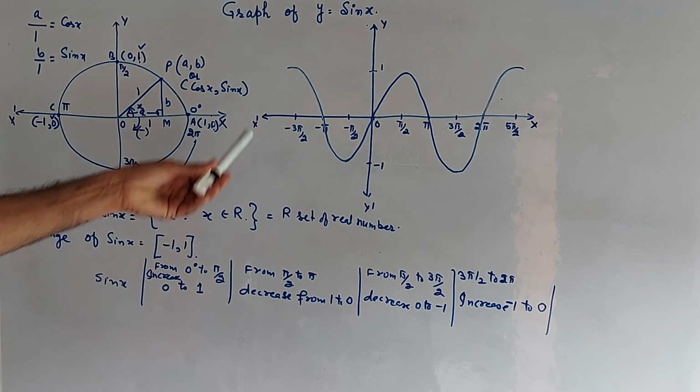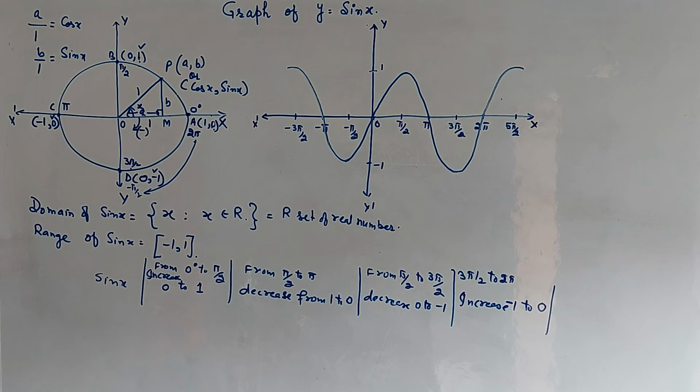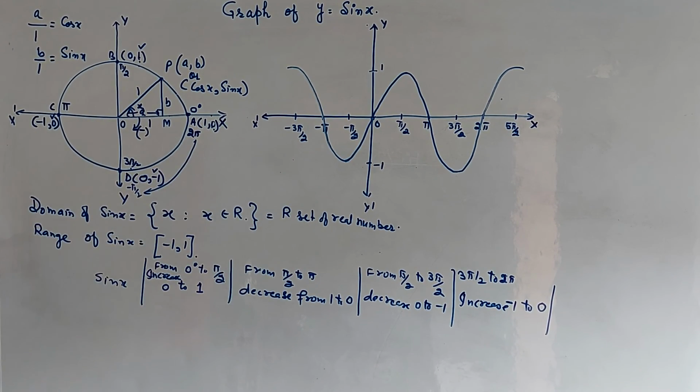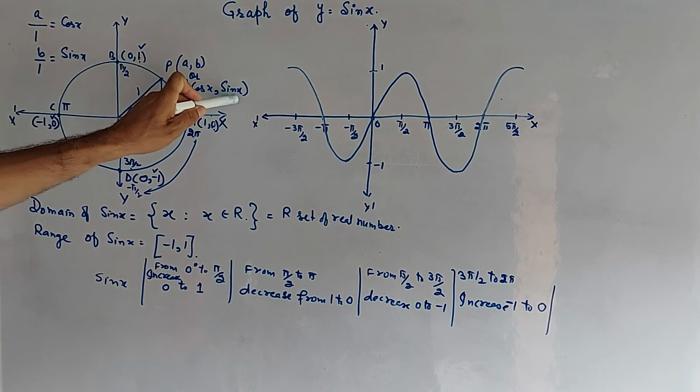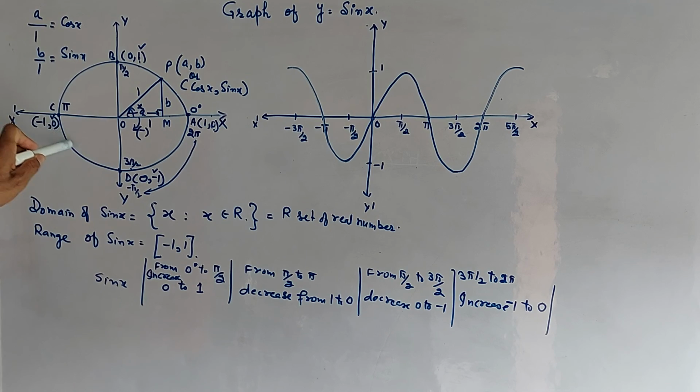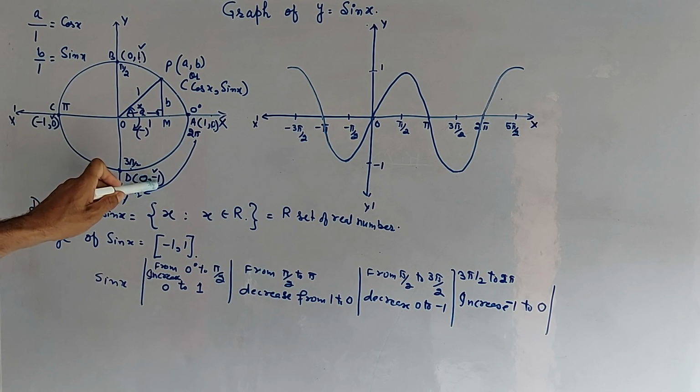So while we draw the graph of sin x, we must have knowledge of the domain of the function and the range of the function. From the graph we see that sin x increases from 0 to 1, then decreases from 1 to 0, decreases from 0 to minus 1, then increases, and the values repeat after a complete revolution, and so on. So this is the graph of sin x, y equal to sin x.